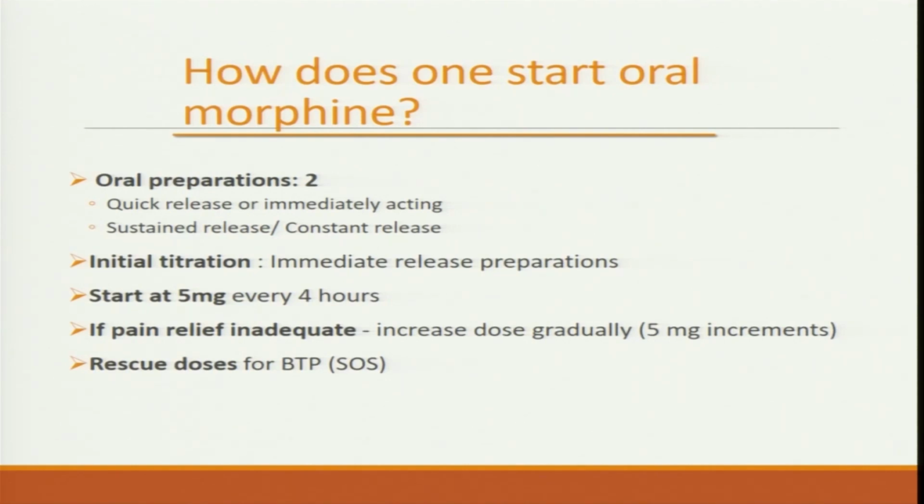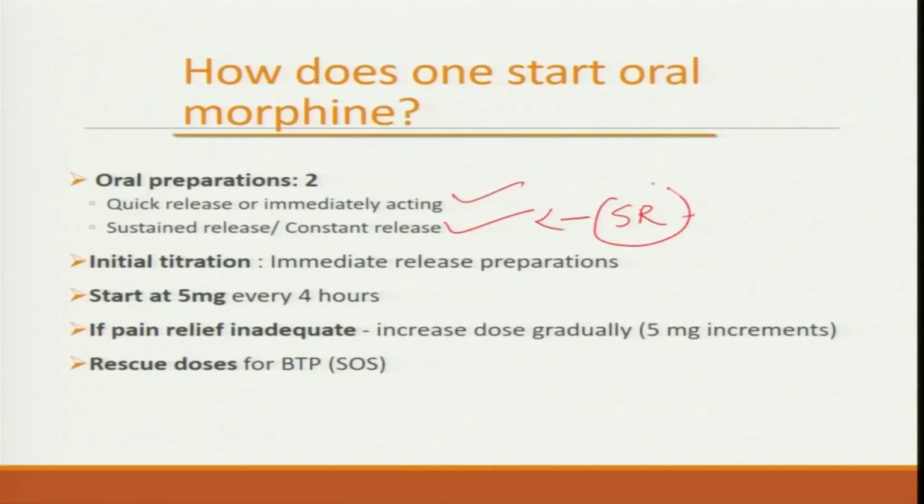Start with immediate release, quick release, then switch over to constant release. One thing about constant release tablet, meaning morphine SR tablet, you should remember that it should not be crushed. Most of our head and neck cancer patients are with Ryle's tube. So, we give immediate release tablet which can be crushed, mixed into the water and given through the Ryle's tube. But this sustained release tablet cannot be crushed, it will lose its effectiveness.